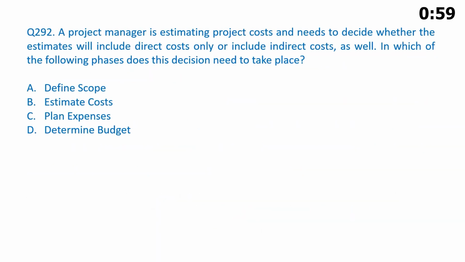A project manager is estimating project costs and needs to decide whether the estimates will include direct costs only or include indirect costs as well. In which of the following phases does this decision need to take place? A. Define scope. B. Estimate costs. C. Plan expenses. D. Determine budget.